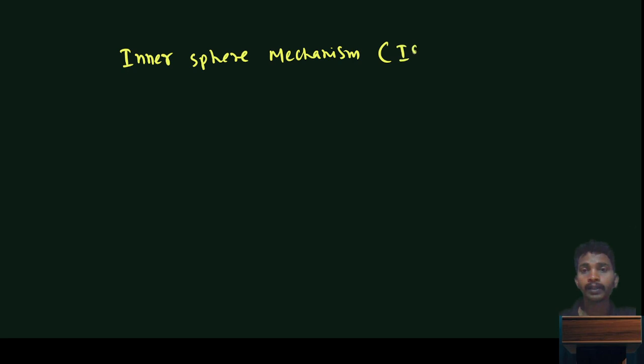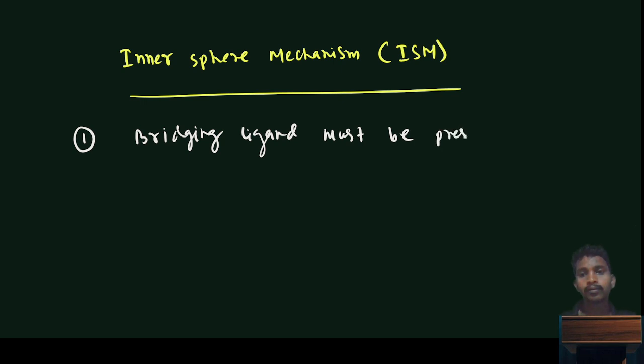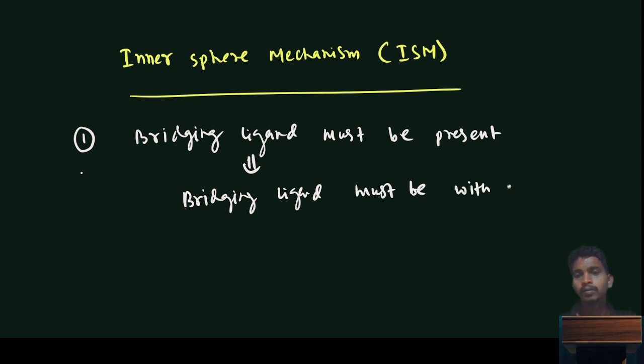So this is also known as ISM. We can write shortcut. So for inner sphere mechanisms, what we see here is that a bridging ligand must be present. So the first and foremost point is that the bridging ligand must be present, and that bridging ligand must be with the oxidant. This is the first point.